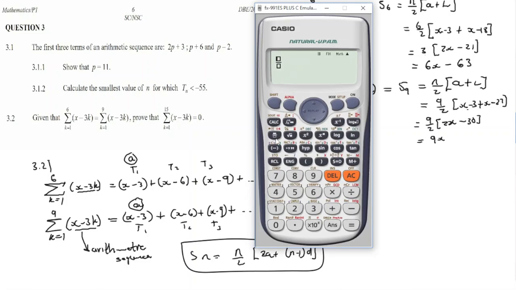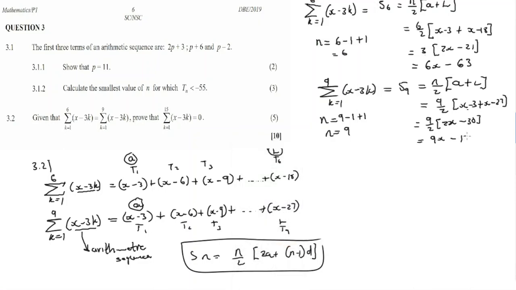Sibale sibone, 9 over 2 times 30, so thola ubani 135, so bano 135 negative 135. So therefore keep in mind in 10 we need to find the value for x so that we can prove that the sigma notation is equal to 0.